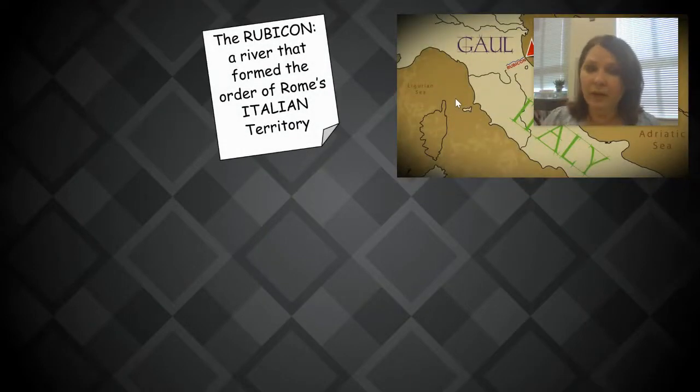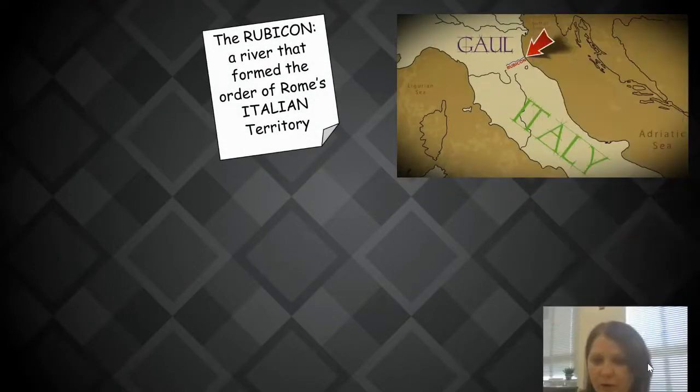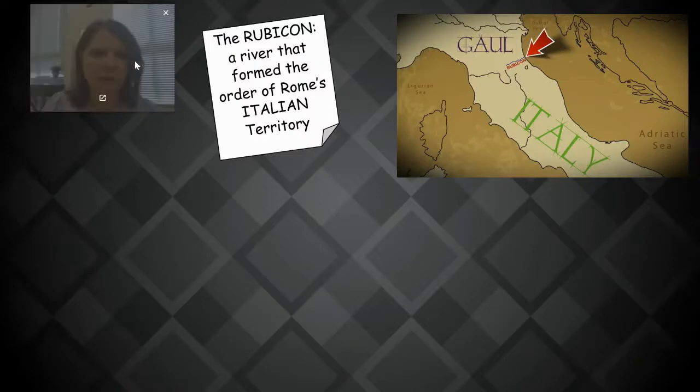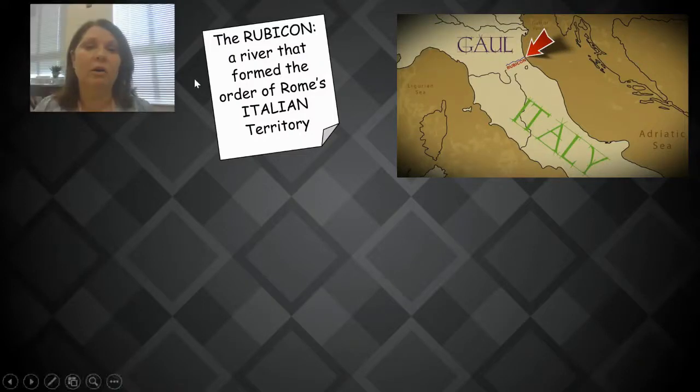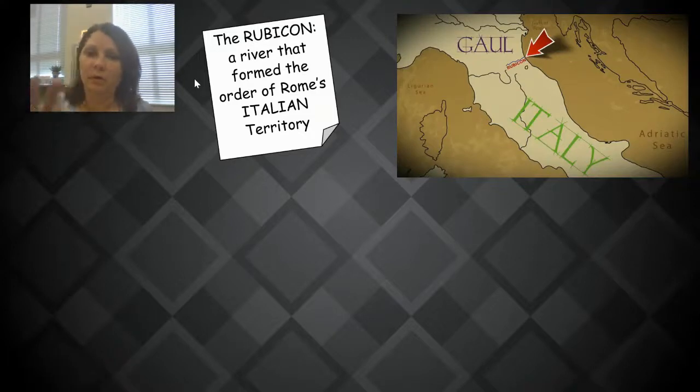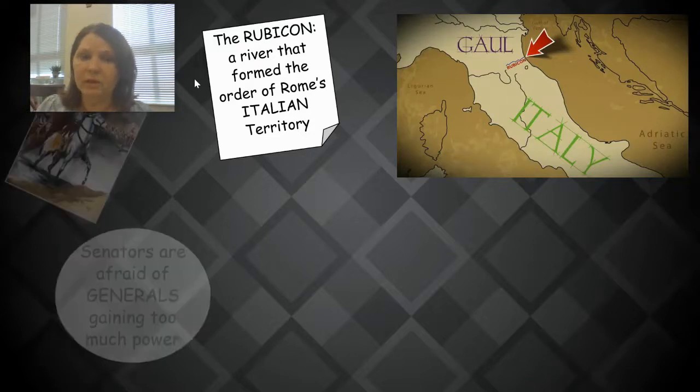So he was fighting in Gaul, which is modern day France. And in Gaul there's a river on his way back that borders the northern part of Italy. It's called the Rubicon. It's a river that once formed the border of Rome's Italian territory.